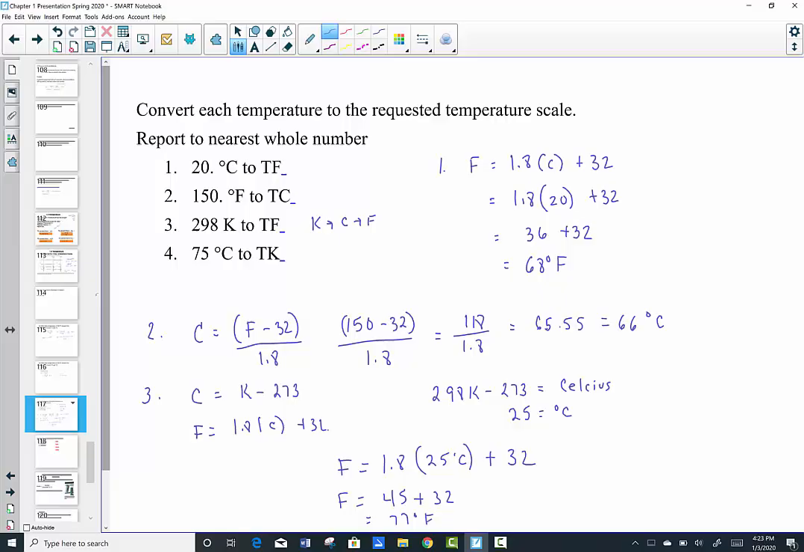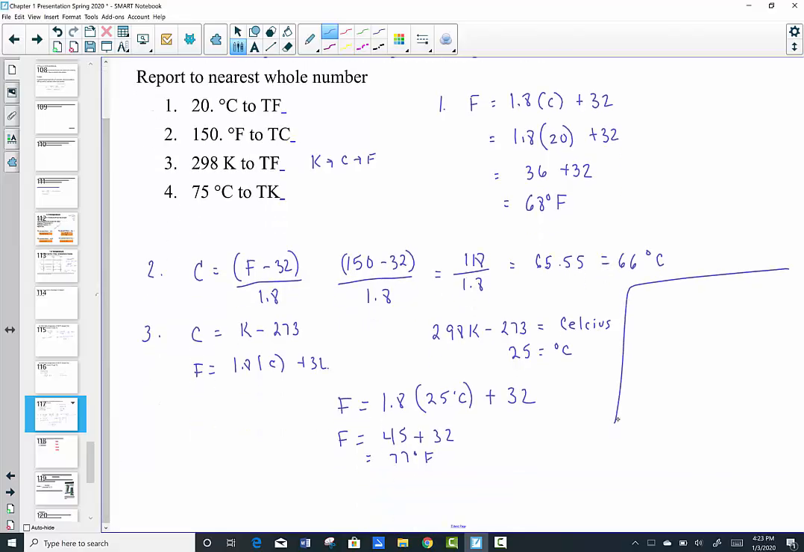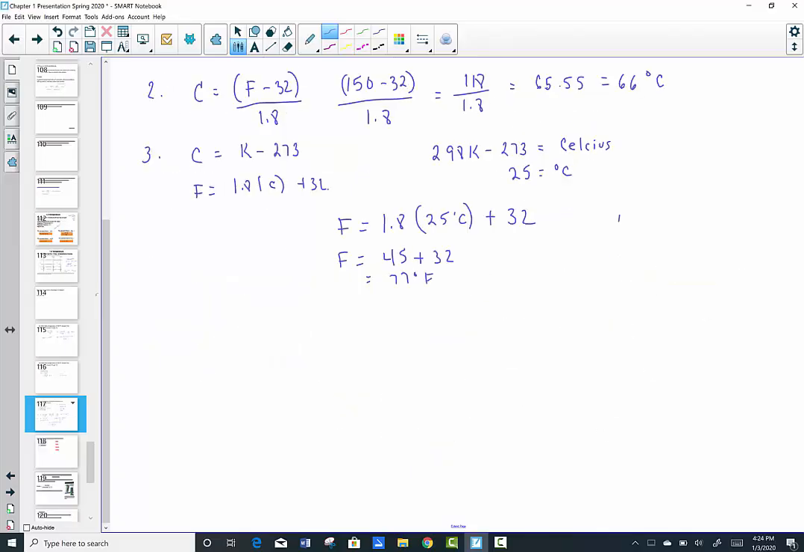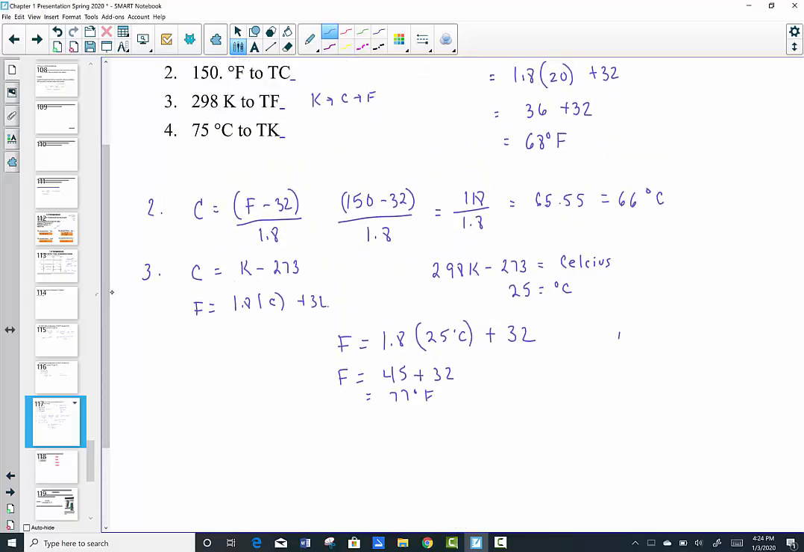And the fourth one, oh, I can come down and give myself room. The fourth conversion, it looks kind of simple, so I thought I'd give myself room for that. 75 Celsius to Kelvin. I'd want to know Kelvin, and that's found by taking Celsius plus 273. So that Celsius degree of 75, adding 273 units to that will give us the Kelvin units. 75 plus 273 is 348 Kelvin units.